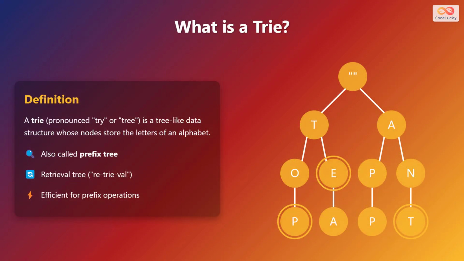A trie, pronounced "try" or "tree", is a tree-like data structure where each node stores the letters of an alphabet. Tries are also called prefix trees as they organize data based on prefixes. You might also hear it being called a retrieval tree. This data structure is efficient for prefix-based operations such as autocomplete and spell checking.